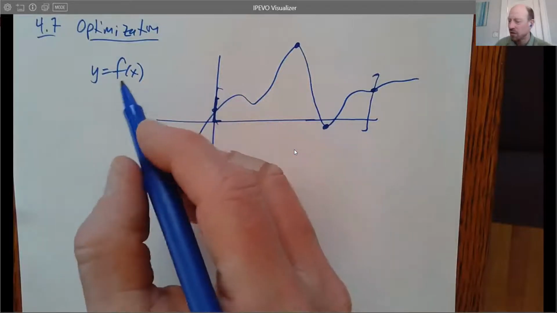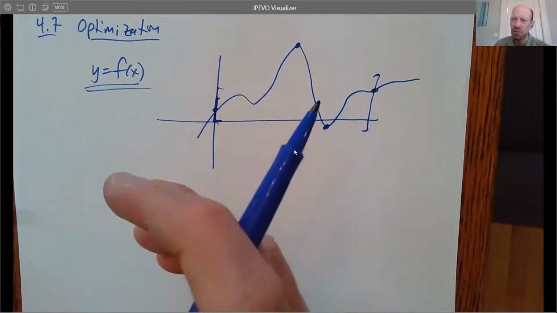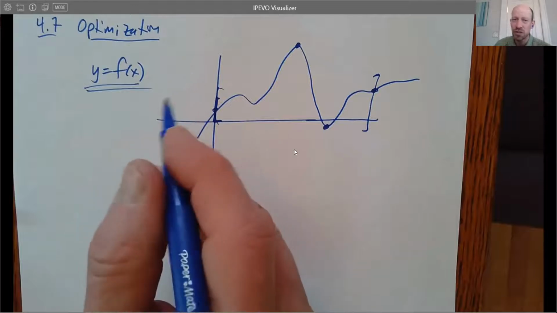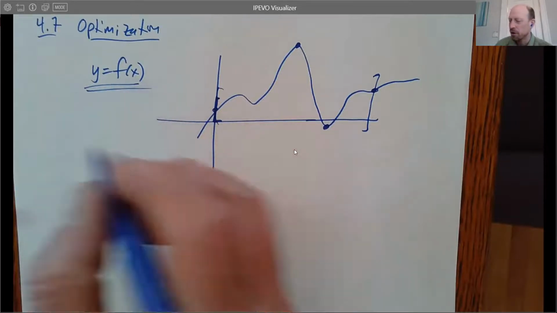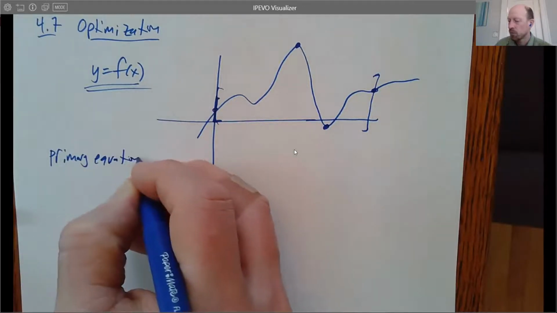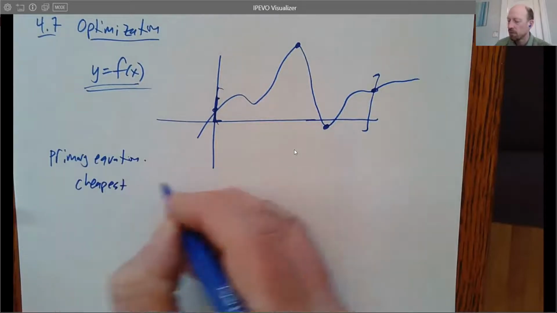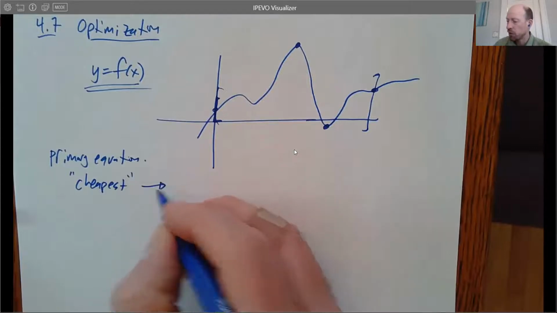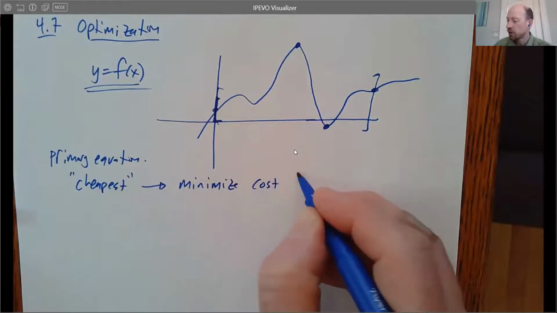And the problem is that usually you're not given directly a function. Usually you have some sort of other relationships. And so the work in optimization is usually figuring out and writing this, which is called our primary equation. So for instance, if I want to find the cheapest, then what I want to do is I want to minimize the cost function.